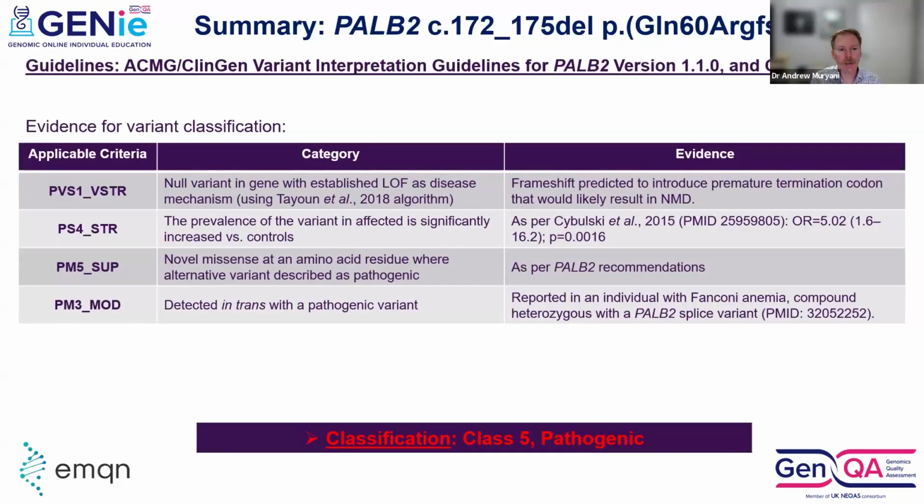So in this case, the ACMG ClinGen recommendations and the PALB2 CanVIG-UK recommendations were aligned. They use the same evidence at the same strength, so it's fairly easy to follow through. So in this case, we use PVS1 at very strong, PS4 at strong, PM5 at supporting, and PM3 at moderate. And this is another case where the PM5 evidence has been repurposed for a different purpose. Next slide, please.